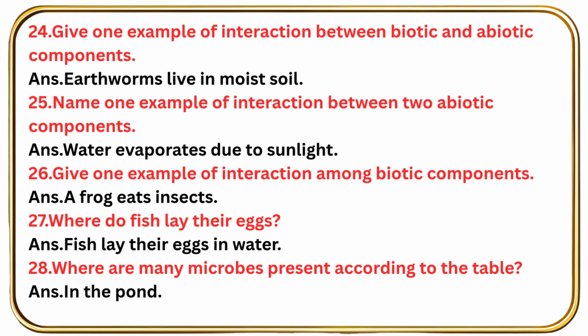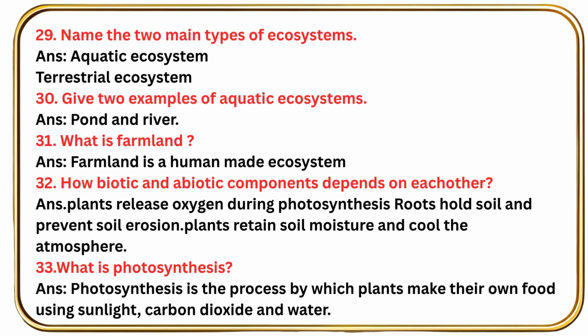Question number 27. Where do fish lay their eggs? Answer. Fish lay their eggs in water. Question number 28. Where are many microbes present according to the table? Answer. Pond. Question number 29. Name the 2 main types of ecosystem. Answer. Aquatic ecosystem, terrestrial ecosystem.